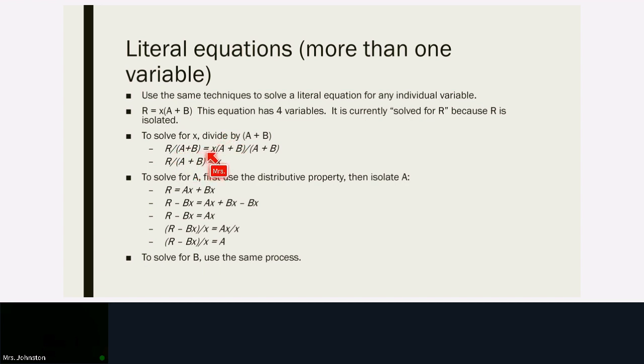R divided by the quantity a plus b equals x times the quantity a plus b divided by the quantity a plus b. Once the term on the right is divided by the same term that's on top, they cancel to 1 and leaves you with just x. Once x is isolated, you can say this problem is solved for x.